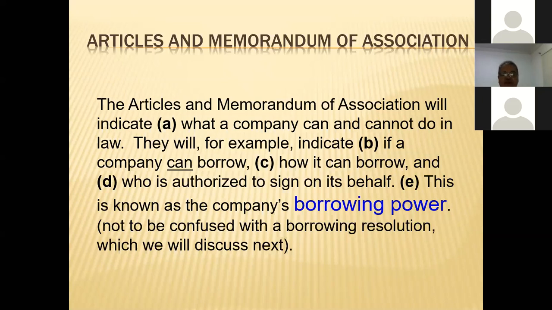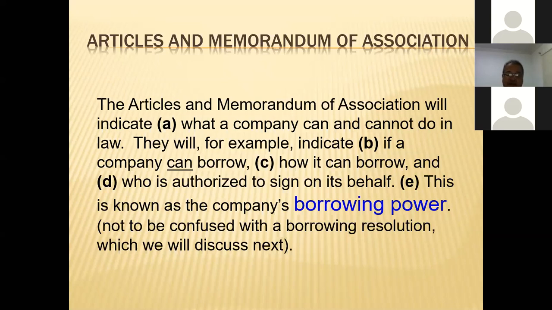And I said, don't confuse the memorandum and articles of association, the borrowing power, with the borrowing resolution. Okay, they're mutually exclusive. However, you must have articles of memorandum of association in order for there to be a borrowing resolution. You can have the borrowing power, but you don't necessarily need a borrowing resolution unless you're going to borrow. Okay? But if you're going to borrow in your corporation, you must have that borrowing power, that ability to borrow. And that is contained in the Articles and Memorandum of Association.